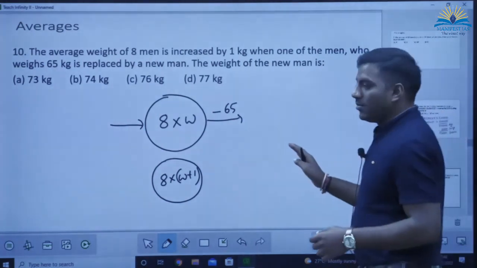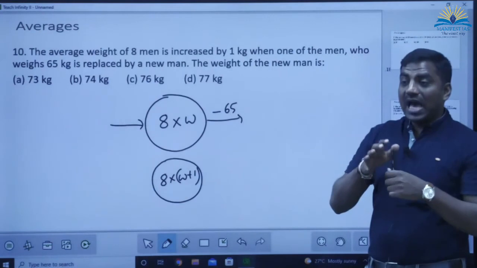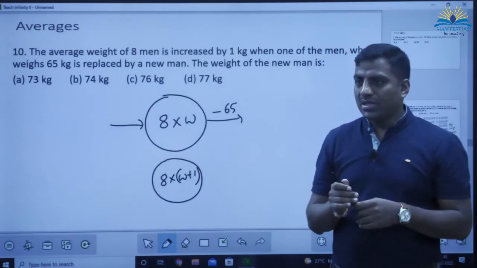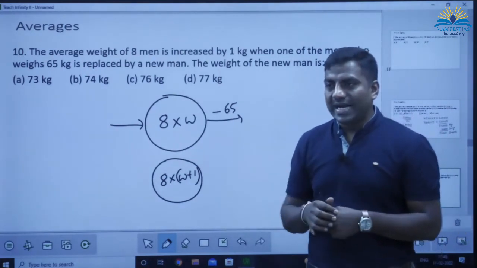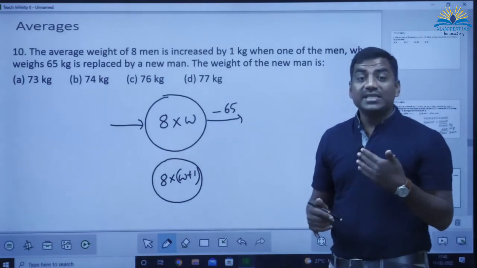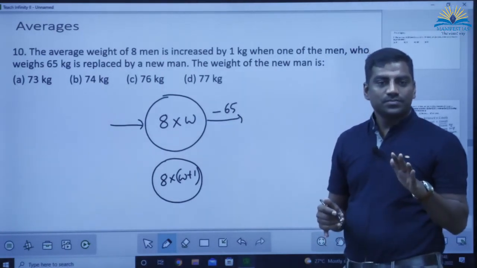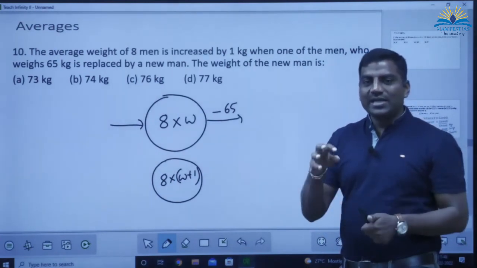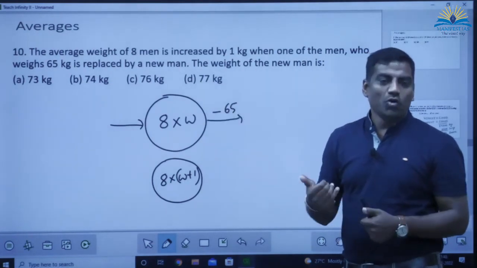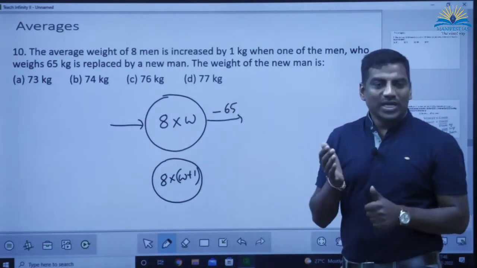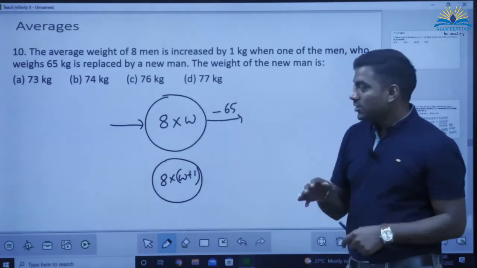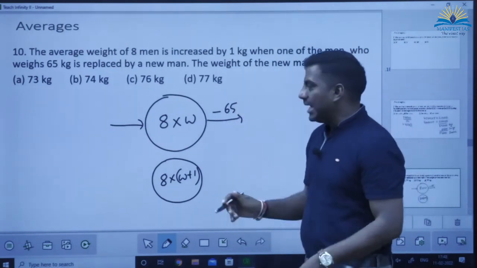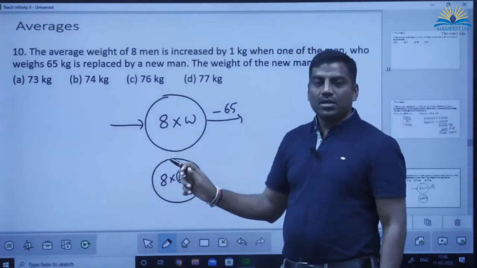Because the average is increasing. Average is increasing means the 8 persons' average is increasing at the end. So the person who is coming inside is what? 8 kgs more, yes or no? He is coming inside and distributing 1 kg to everyone along with him. So he has brought 8 kgs more in comparison with the person who was going outside, who was 65 kg.